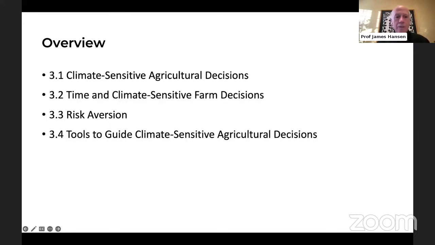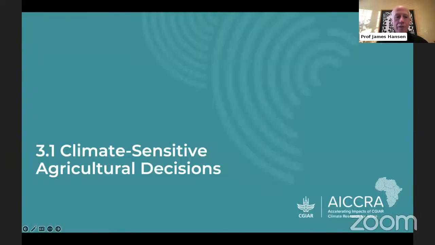So we'll talk first about decision making, climate sensitive agricultural decisions, and what factors interact with climate information, time scales, risk aversion, and then a very brief and somewhat superficial introduction to a few tools that can be used to guide climate sensitive agricultural decisions.